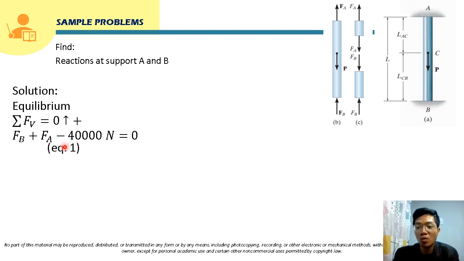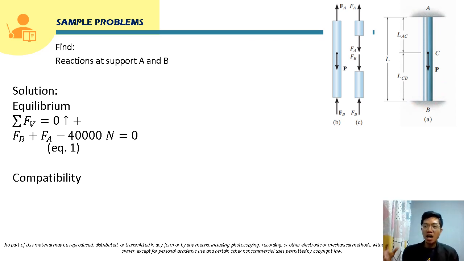Okay, and this is the only independent equation that we can generate here. So we need to establish another equation, which will be the compatibility equation. If we analyze the deformation that will happen here, since this is fixed supported, there will be no chance that this bar will elongate or contract, since it is fixed supported at both ends. So we know that its displacement or deformation will be 0.